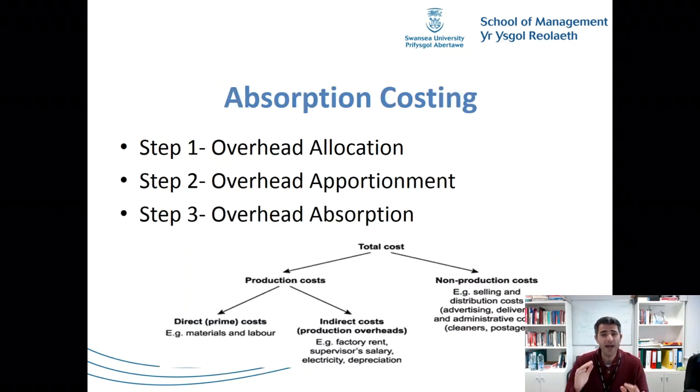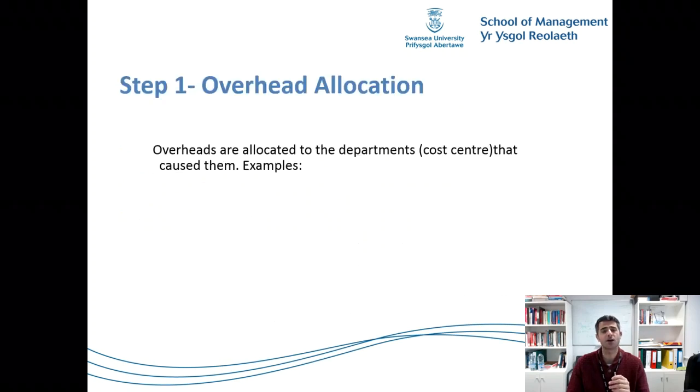Now, we have to follow 3 steps when it comes to absorption costing. The first step is the overhead allocation, the second is overhead apportionment, and the third one is the overhead absorption, or what we call the OAR, overhead absorption rate. Right? Now, let's go step by step so you can understand this method. The first one is the overhead allocation.